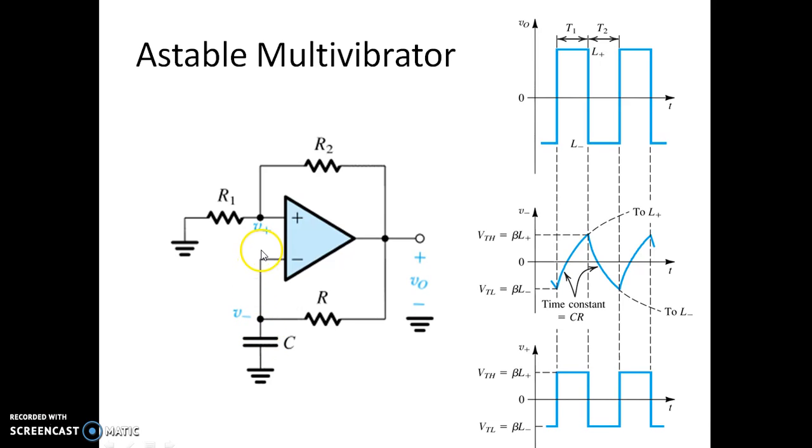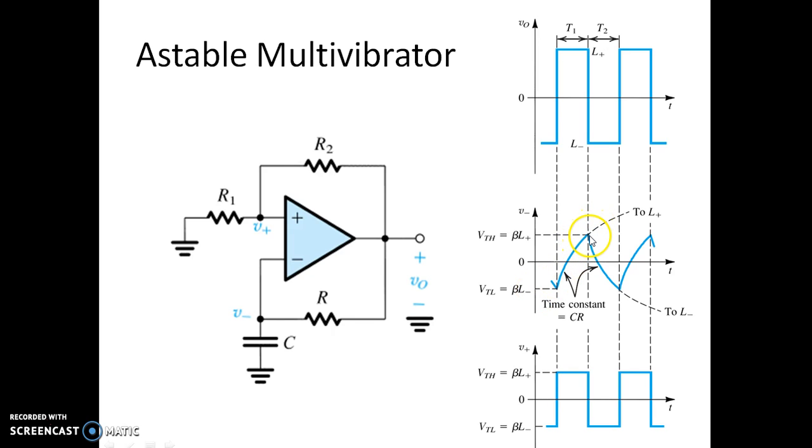As the capacitor voltage goes above or below V plus, the output makes a transition from plus VSAT to minus VSAT. That's what we are seeing here. When the output is plus VSAT, the capacitor is charging with a time constant R into C. If it tries to go above beta VSAT, this is actually beta L plus. So L plus is this level, that is plus VSAT. Now the capacitor voltage is swinging between plus beta VSAT and minus beta VSAT.